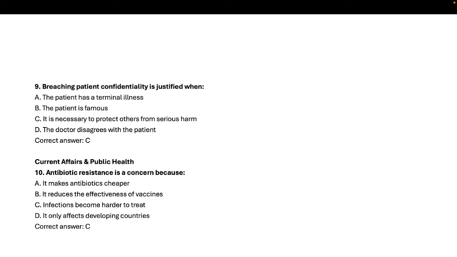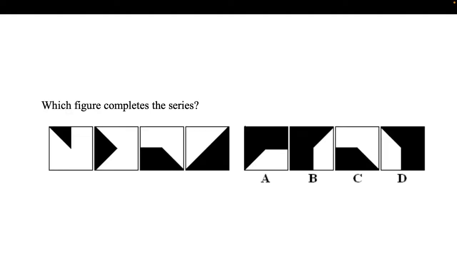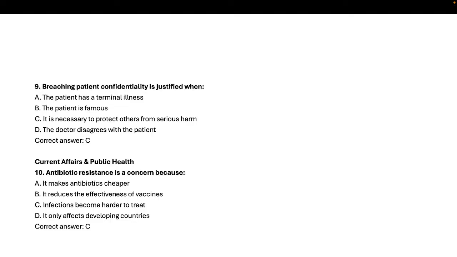Right. Then question number 10: antibiotic resistance is a concern because it makes antibiotics cheaper, it reduces the effectiveness of vaccines, infections become harder to treat, or it only affects developing countries. So again, the right answer is infections become harder to treat, which is something that we saw earlier as well. Right, so that concludes the section on general knowledge.